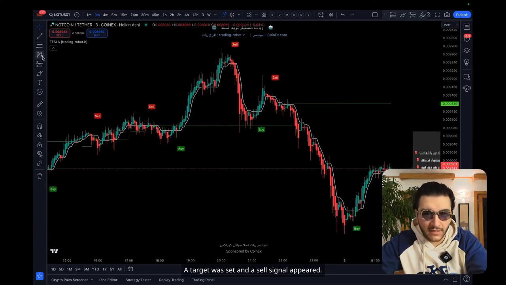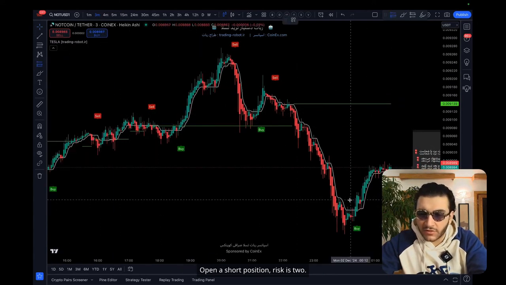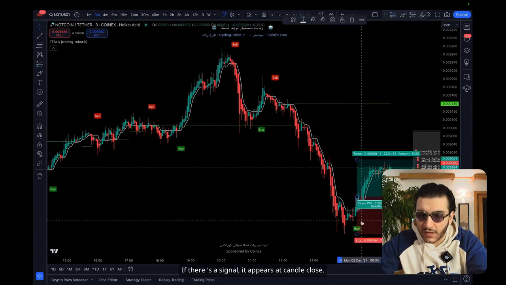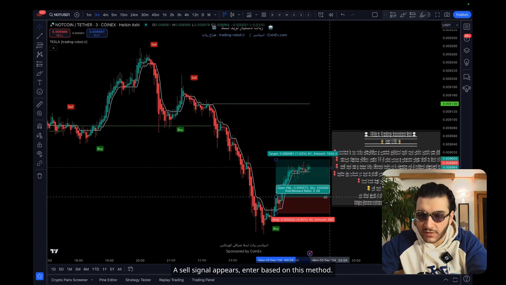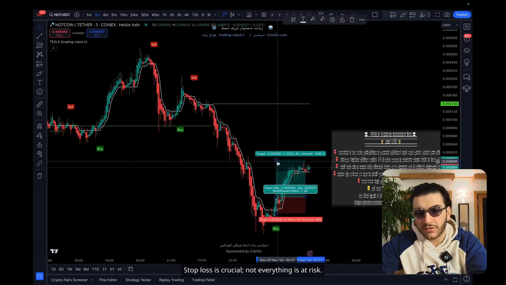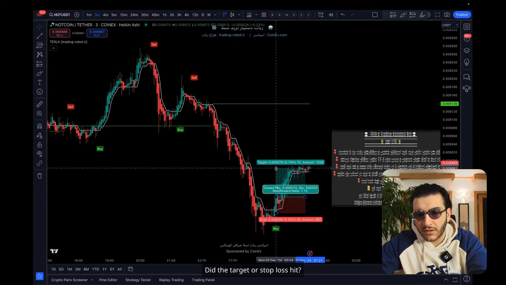A target was set and a sell signal appeared. Open a short position. Risk is 2. Wait for candle close to calculate. If there's a signal, it appears at candle close. A sell signal appears. Enter based on this method. Stop loss is crucial. Not everything is at risk. Did the target or stop loss hit?